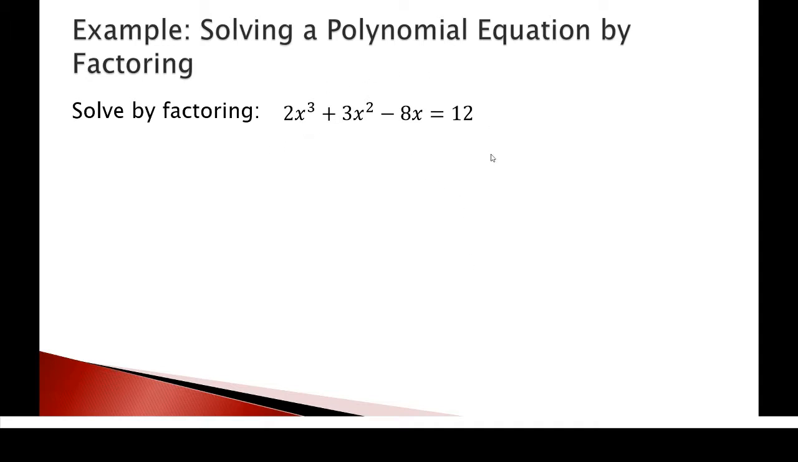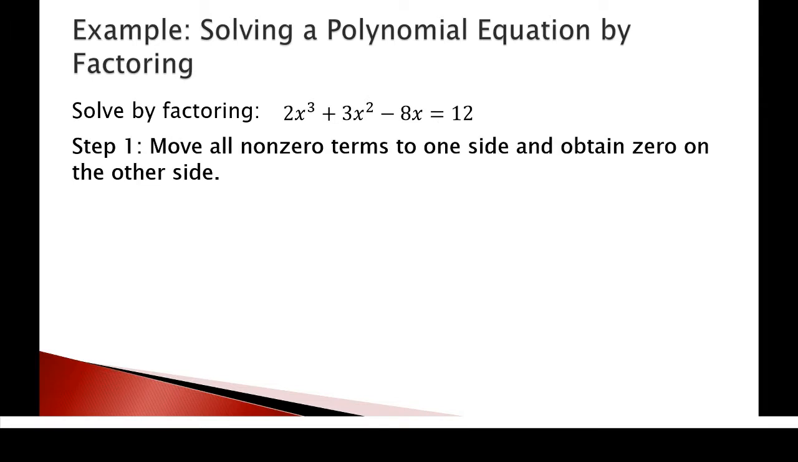Here the equation is 2x cubed plus 3x squared minus 8x is equal to 12. As a first step, we move all non-zero terms to one side to get 0 on the other side. So I will move 12 to the left side. Then the equation will become like this.